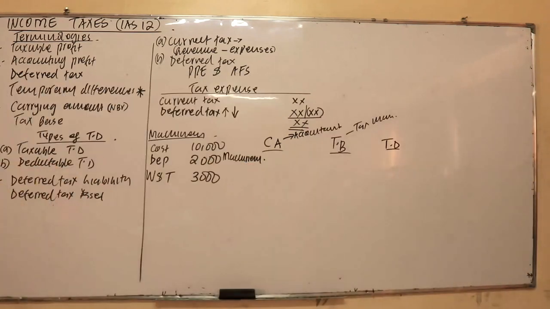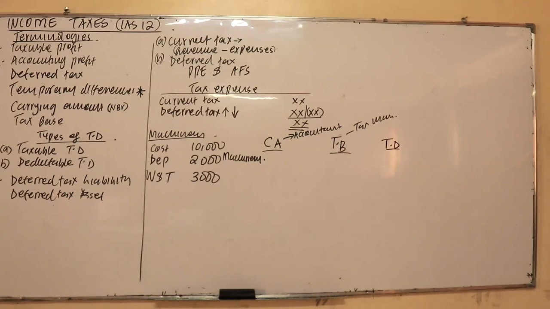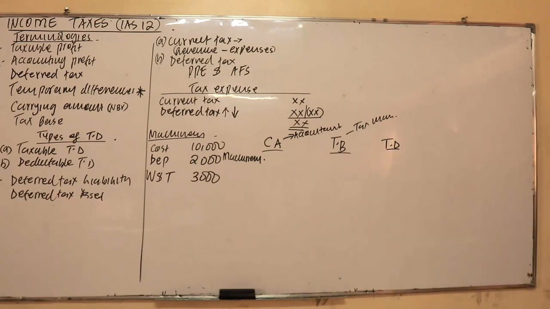Let's start with the woman rep. 5,000. 5. 8. 5. 5. 8,000. 11,000. 5,000. Margaret, 8,000.